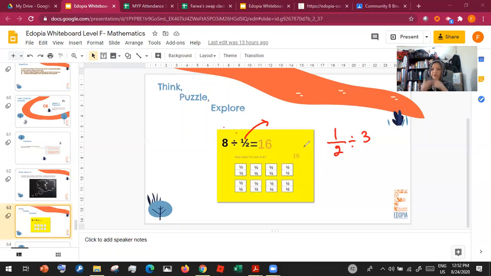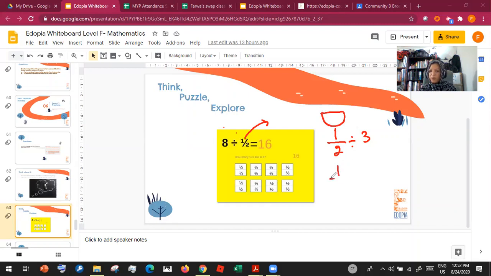For instance, if you have half a pizza and you have to divide it equally between 3 people, then you have to tell me what would be the portion. How would you divide it?